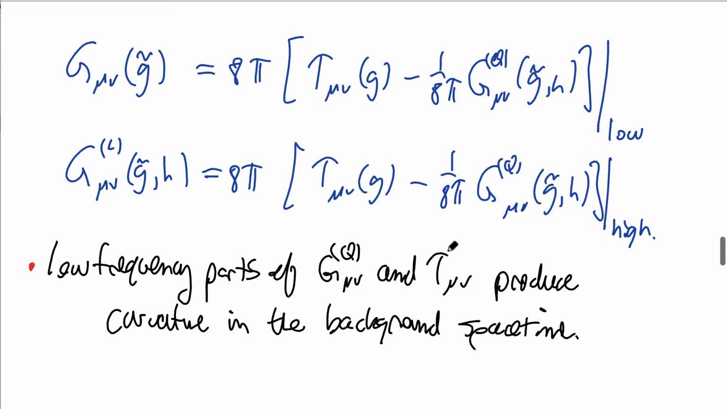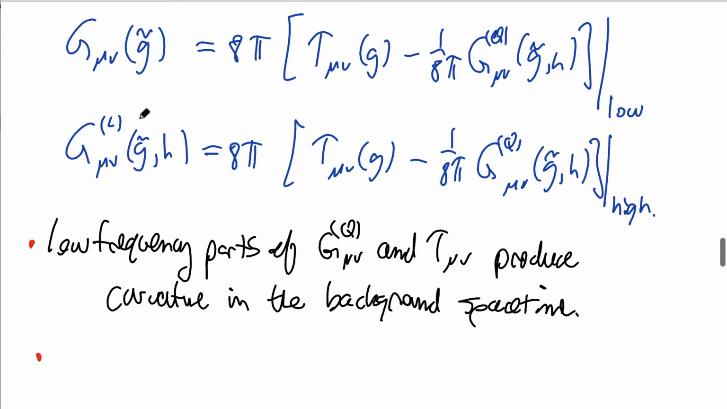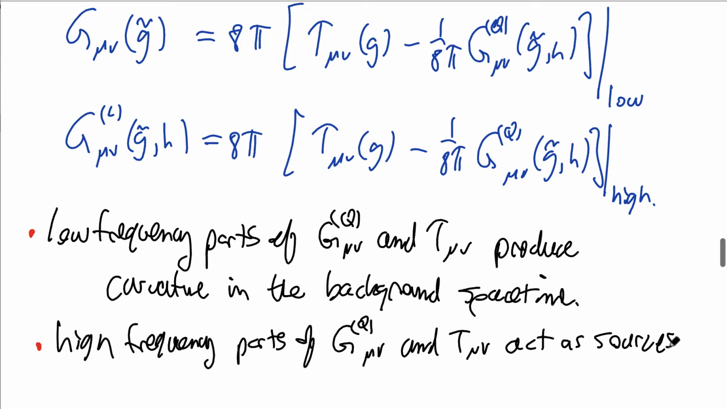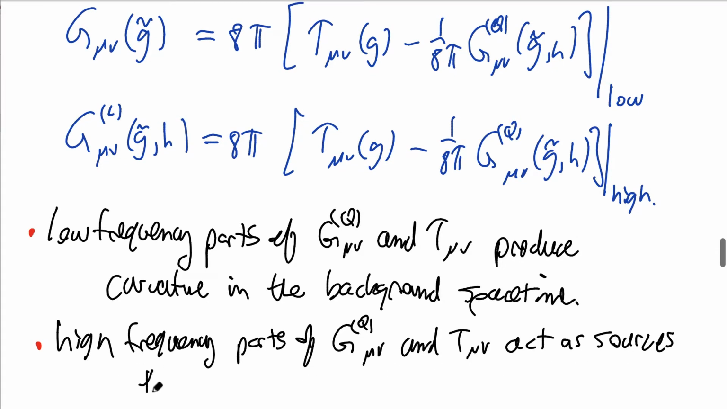And for the high frequency components, recall that the linearized Einstein tensor is just the wave operator acting on the perturbation in the Lorentz gauge. So the high frequency parts of the quadratic Einstein tensor and the stress energy momentum tensor act as sources that modify the propagation of the gravitational waves.